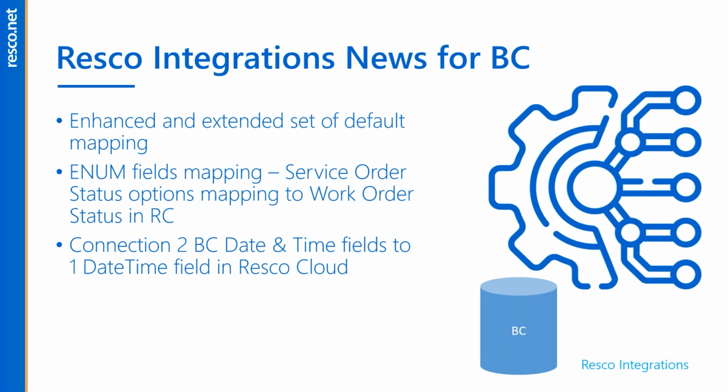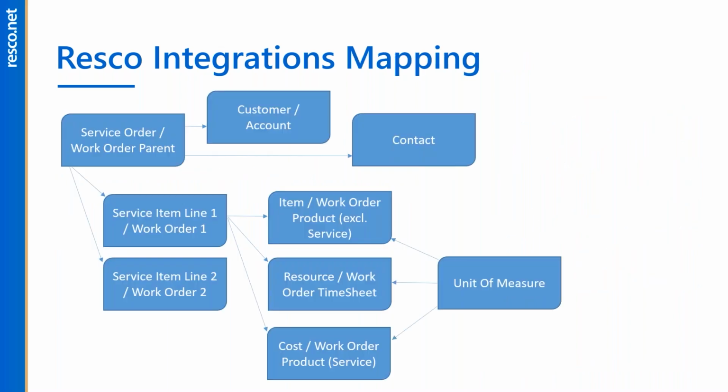So we did these enhancements on the OData level, but the driver of these features was mostly the Business Central integration. Let's speak about the default mapping in the Resco integration with Business Central, which we did for the default setup of the integration. We are mostly focused on the field service scenario because we are field service specialized. So the service order and work order is something we connect with the customer and account, and obviously with the contact to know where to go.